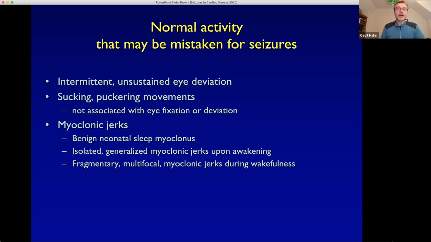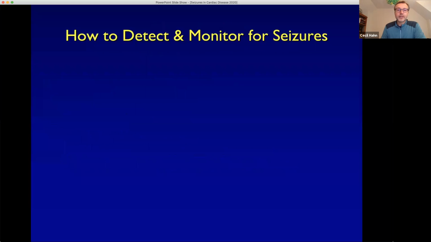But there's lots of other activity that may be mistaken for seizures. Eye deviation that's intermittent or unsustained, sucking movements, myoclonic jerks. Some of these bicycling movements that we know are sometimes seizures are often actually not seizures. So there's a whole repertoire of different types of behaviors that may or may not represent seizures. And the only way to know for sure is to get an EEG, to capture them on an EEG. So how do we actually do that?